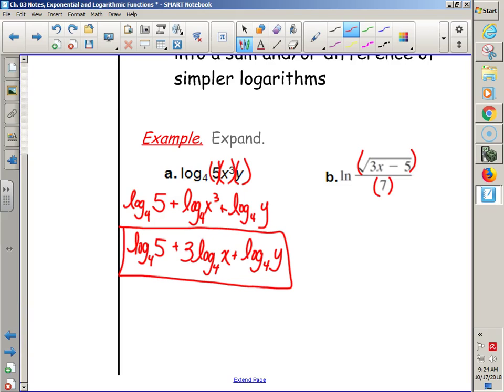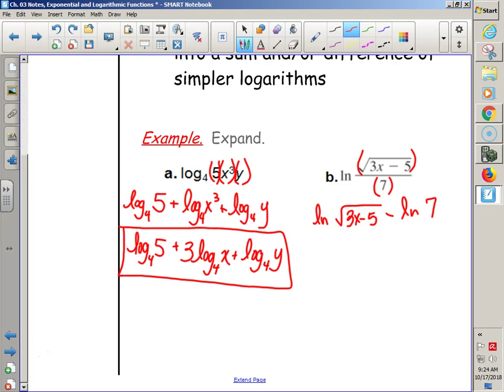Can't we split those guys up? What would the first one be in my quotient property? Square root of. Check out your properties. Quotient property: if you have ln of a top over a bottom, you can expand it to be ln of the top minus ln of the bottom, right? We're done. Nope.